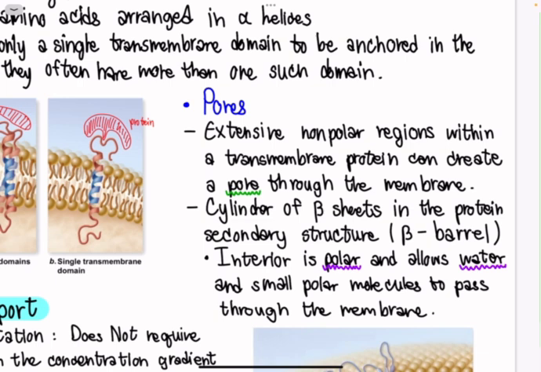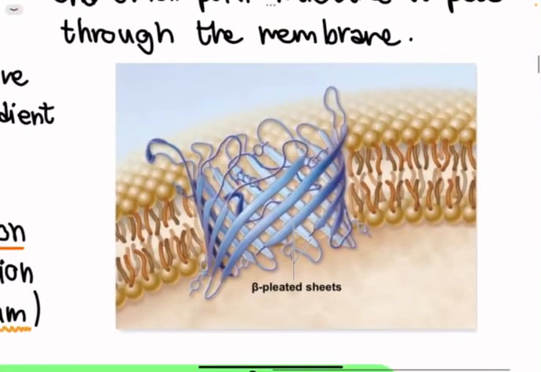Pores. A pore is an extensive nonpolar region within a transmembrane protein. It can create a pore through the membrane, a cylinder of beta-sheet in the protein secondary structure. The interior is polar and allows water and small polar molecules to pass through the membrane. So this is a picture of pores.